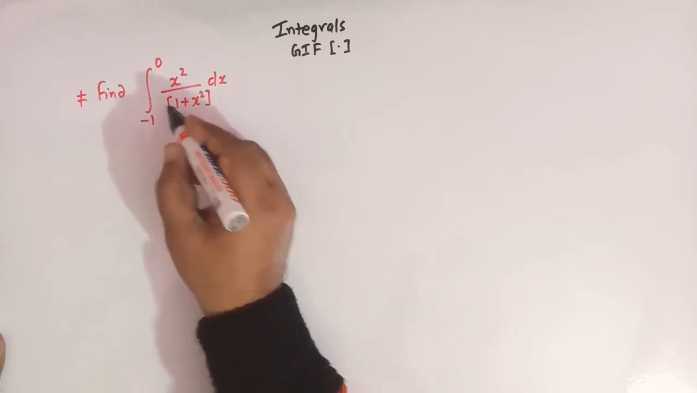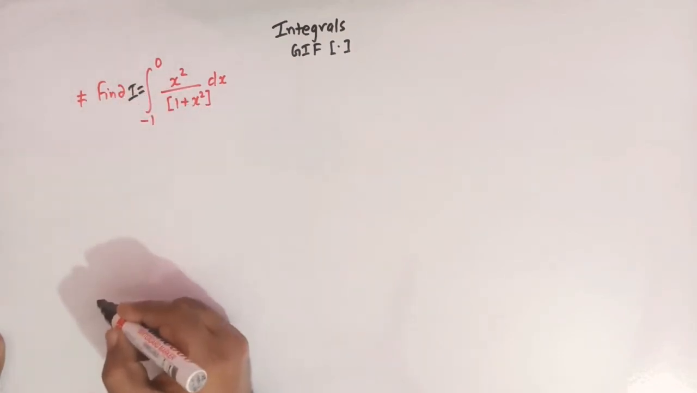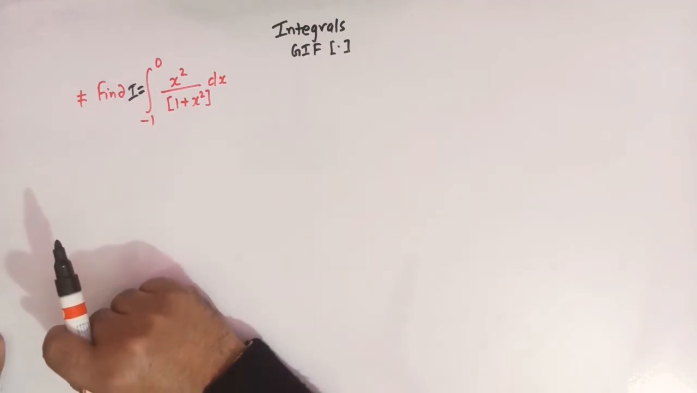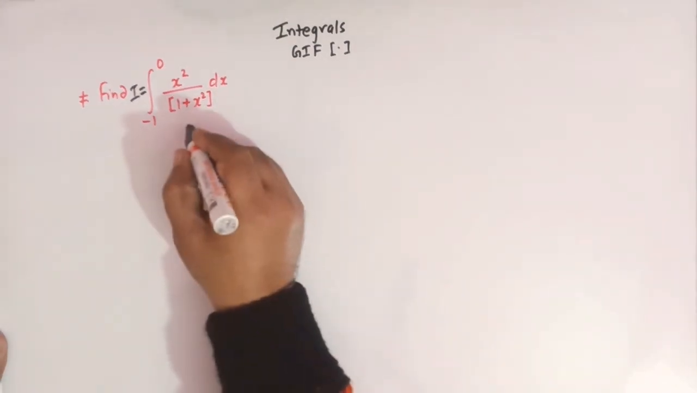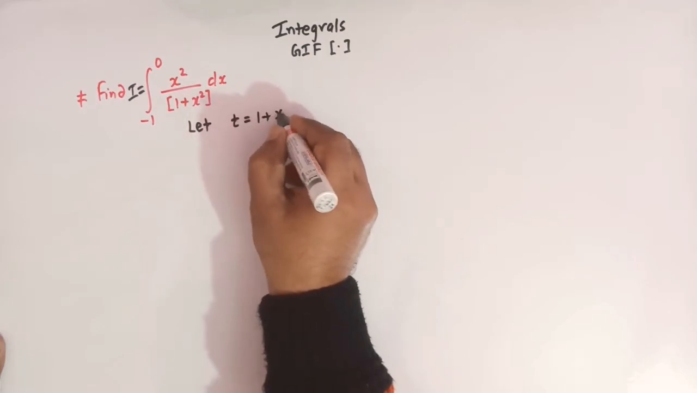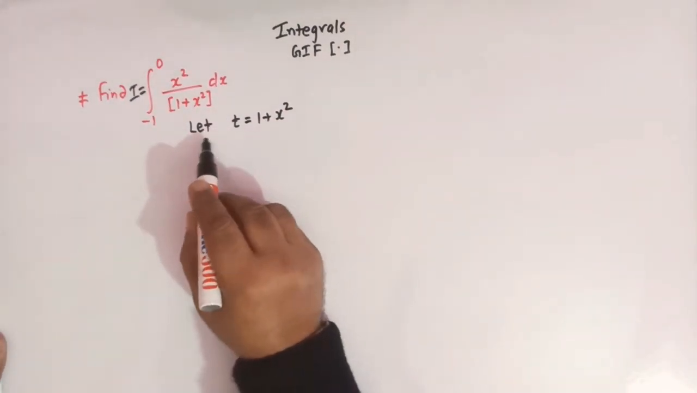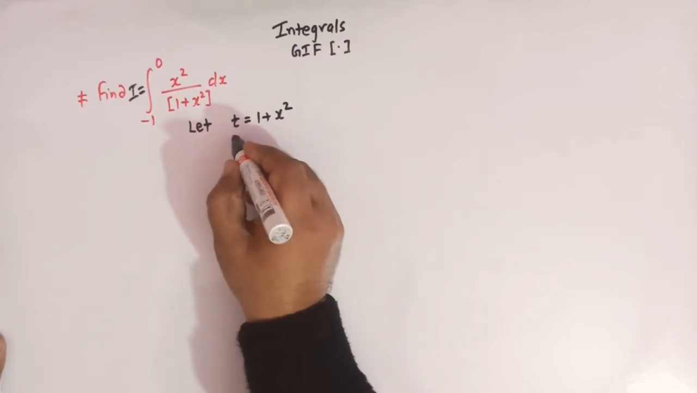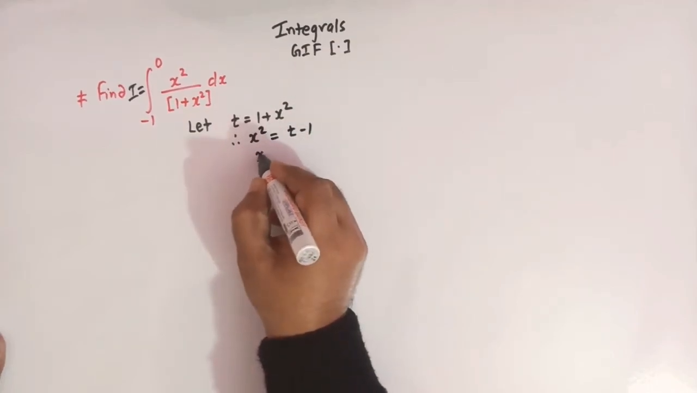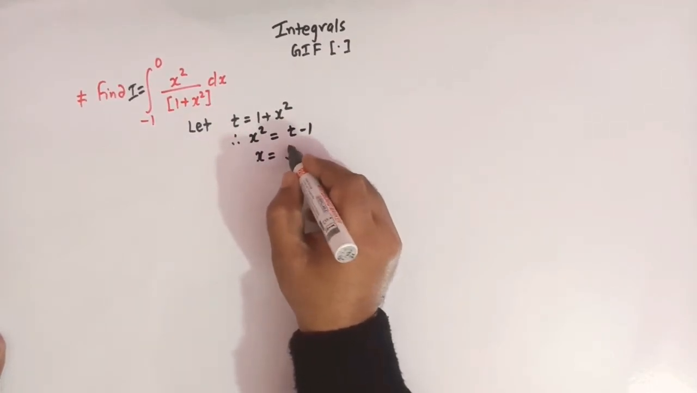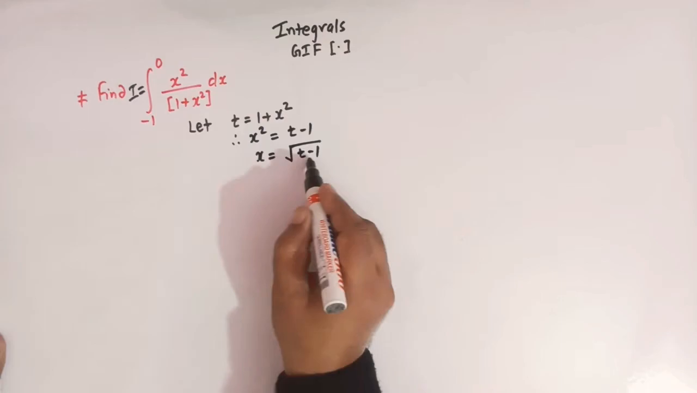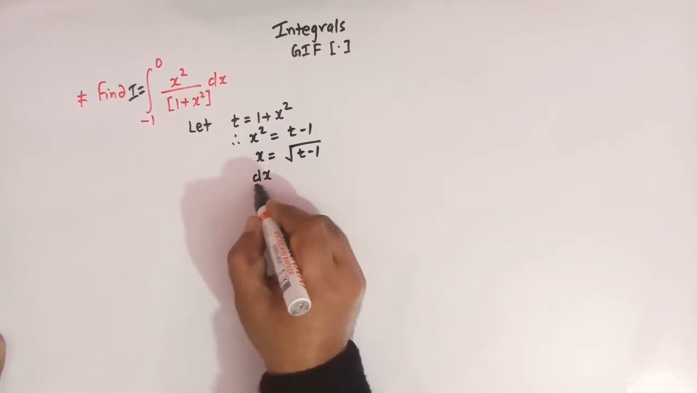So let us start, and let us first call this integral I. We'll solve this integral by the method of substitution. Let us assume t is equal to 1 plus x square. Therefore x square is equal to t minus 1, and x can be written as square root of t minus 1. Now let us differentiate x with respect to t.